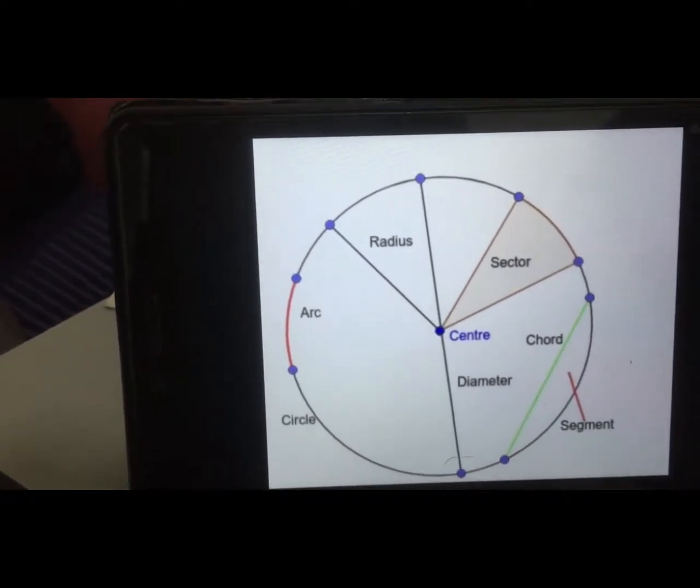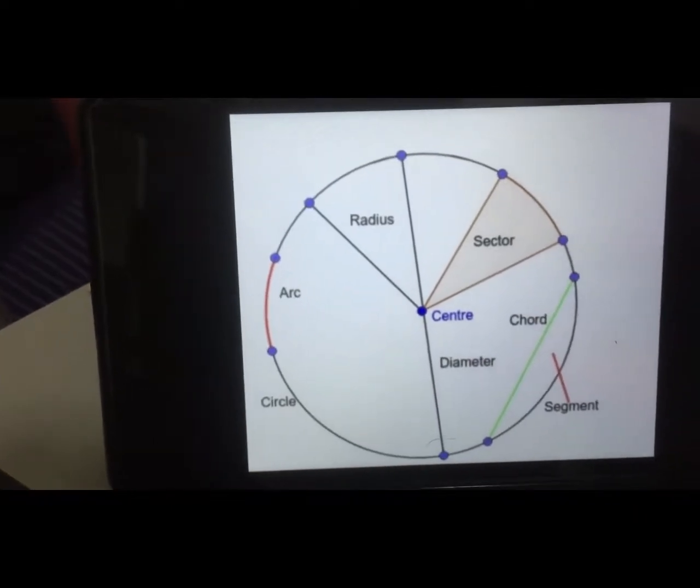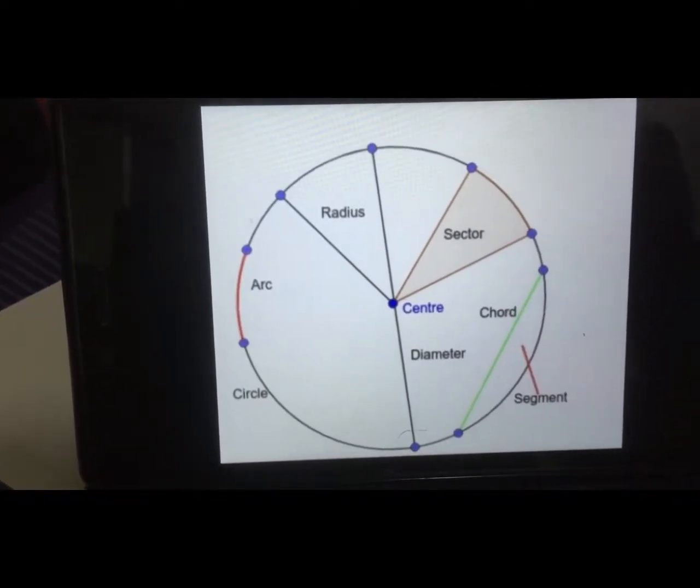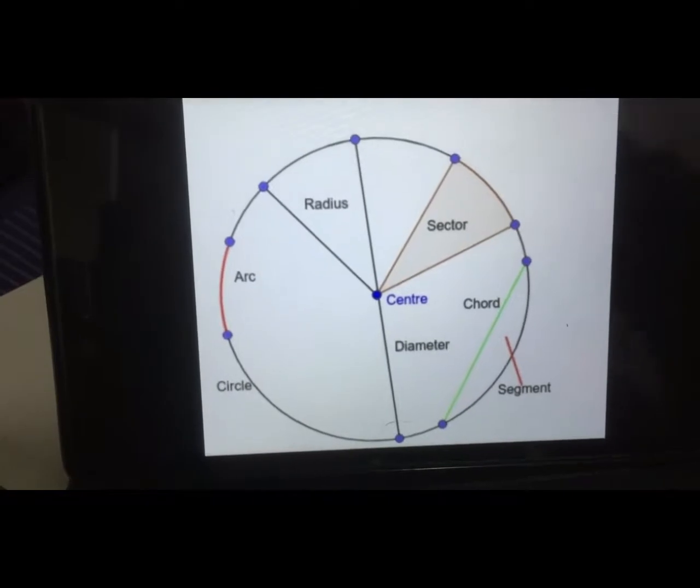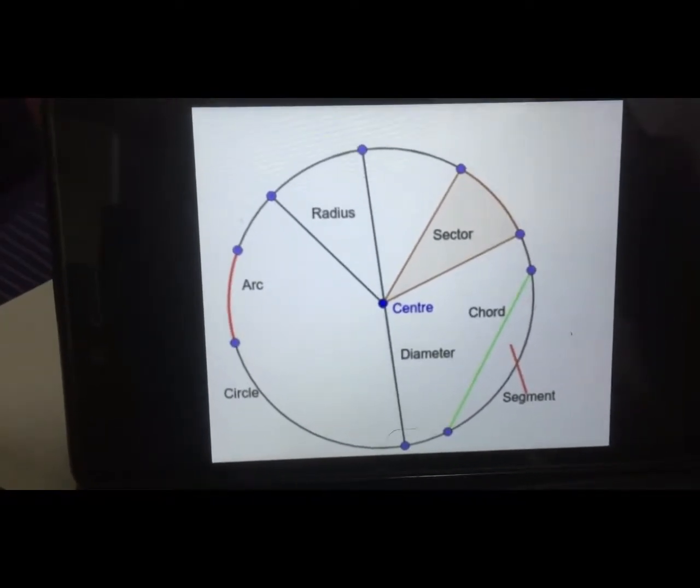So this is the brief explanation regarding the parts of a circle. I hope you understand the concept of the parts of a circle. Back to our main lecture video now. I hope those of you who didn't understand are totally clear right now. Without further ado, let's jump into our lecture video now.